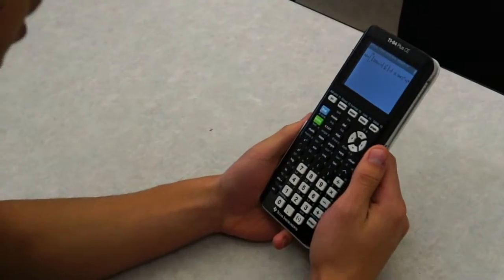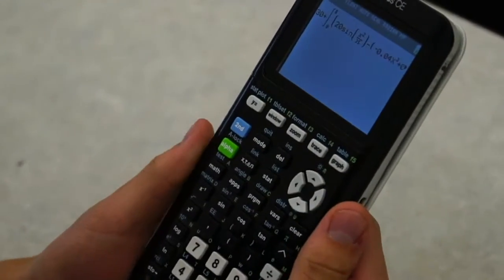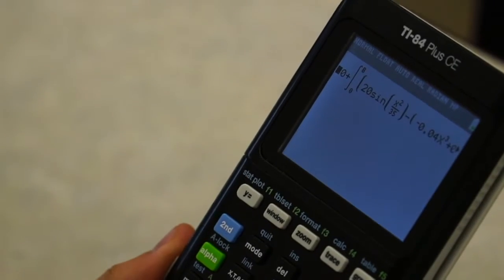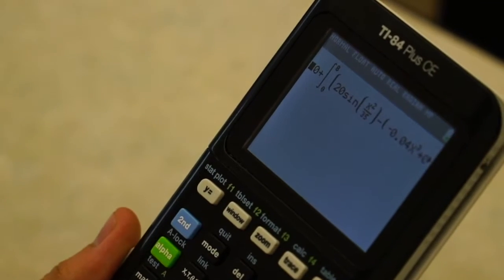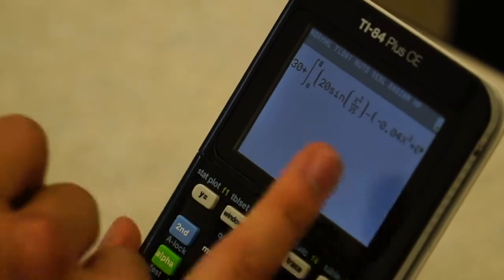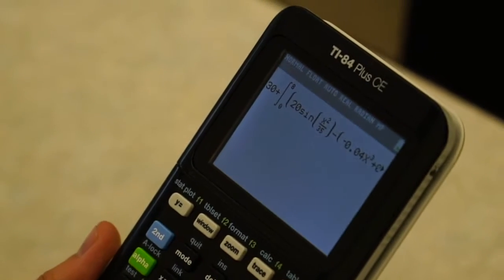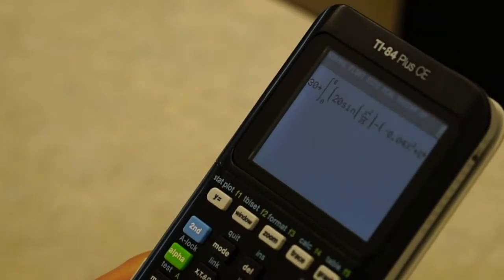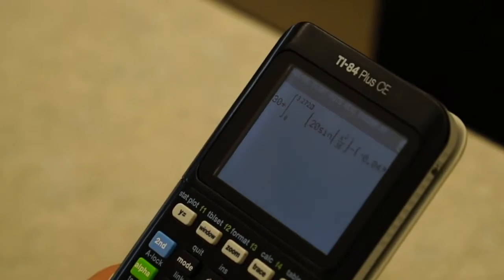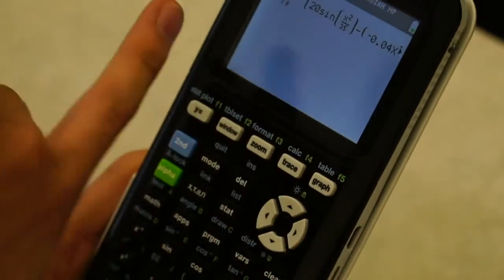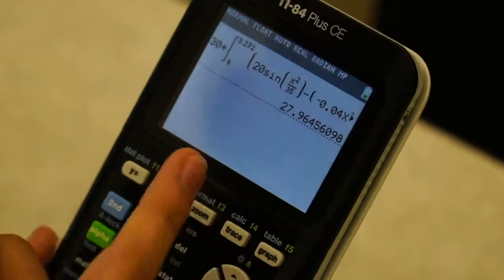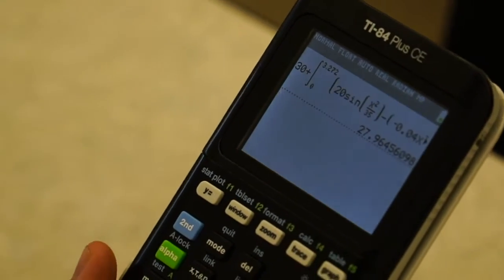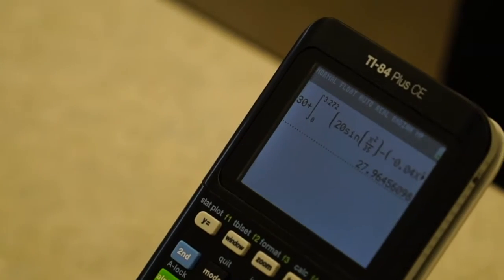Okay, so the final step is to test for the amount of water in the pipe when the time is equal to 3.272 seconds, which is the critical point that we found as a possible minimum on the graph. So to do that, all we have to do is take the function that we already have input in our calculator, and then change the endpoint from 8 to our critical number, which is 3.272. And what this will find is the amount of water in the pipe at 3.272 seconds. So all we have to do is hit enter. And then we get at 3.272 seconds, there is approximately 27.965 cubic feet of water in the pipe.